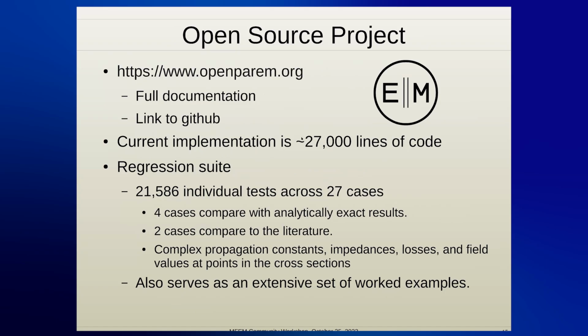So this is an open source project. There is a website for it, and there's lots of documentation there: methodologies, accuracy reports, installation guides, user guides, lots of things. And there's a link to GitHub. The project is on GitHub. Just to give you an idea of the scale, the current implementation is about 27,000 lines of code, and it's intended to be a full-scale project. So there is a regression suite covering 27 cases, with 21,000 individual tests for the cases compared to exact analytical results.